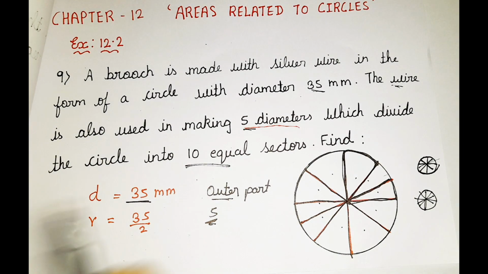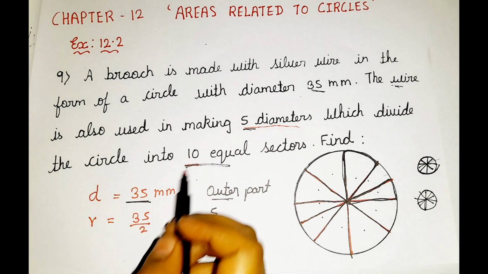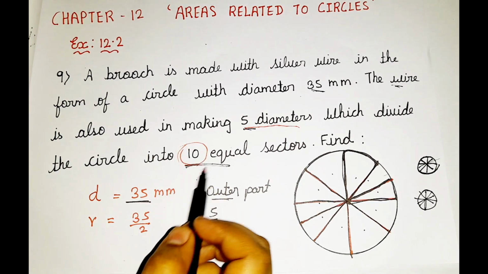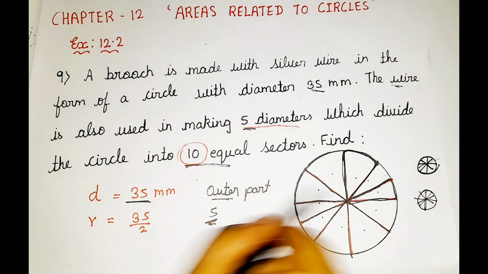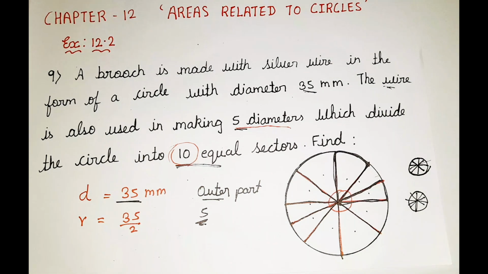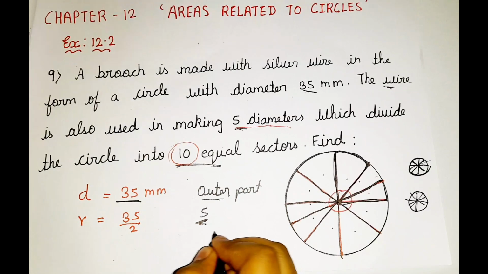Here they mentioned we have 10 equal sectors. If they mention a number like this, we are supposed to use this number, right? That is 10. Since you guys know, the complete angle of the circle is 360 degree. The complete angle of the circle is 360 degree. So let us write it somewhere else. We are finding the theta, so I'll just find it here.